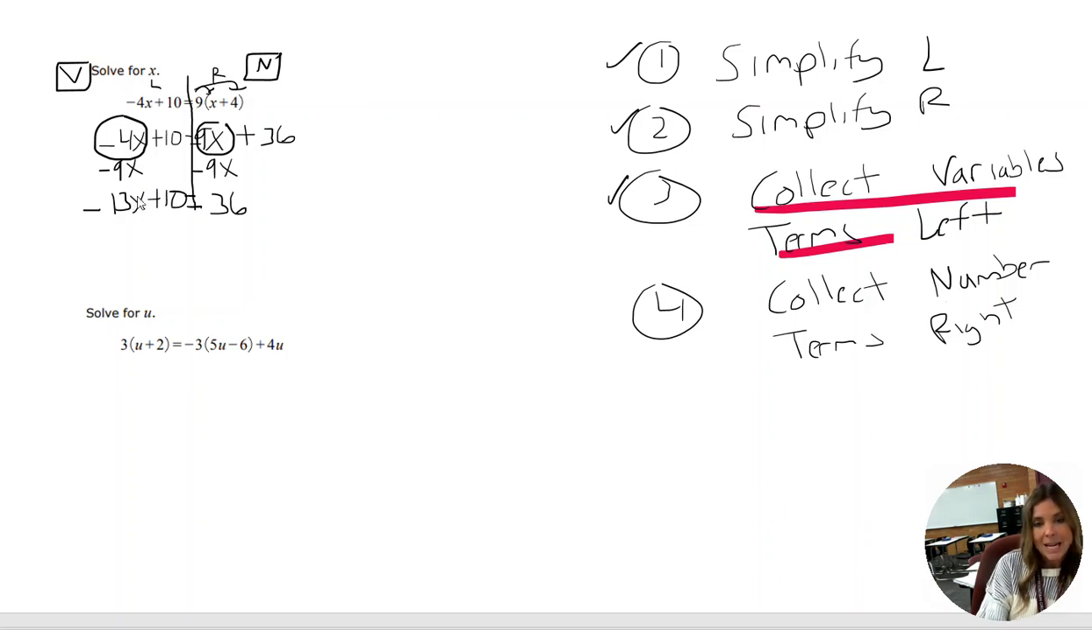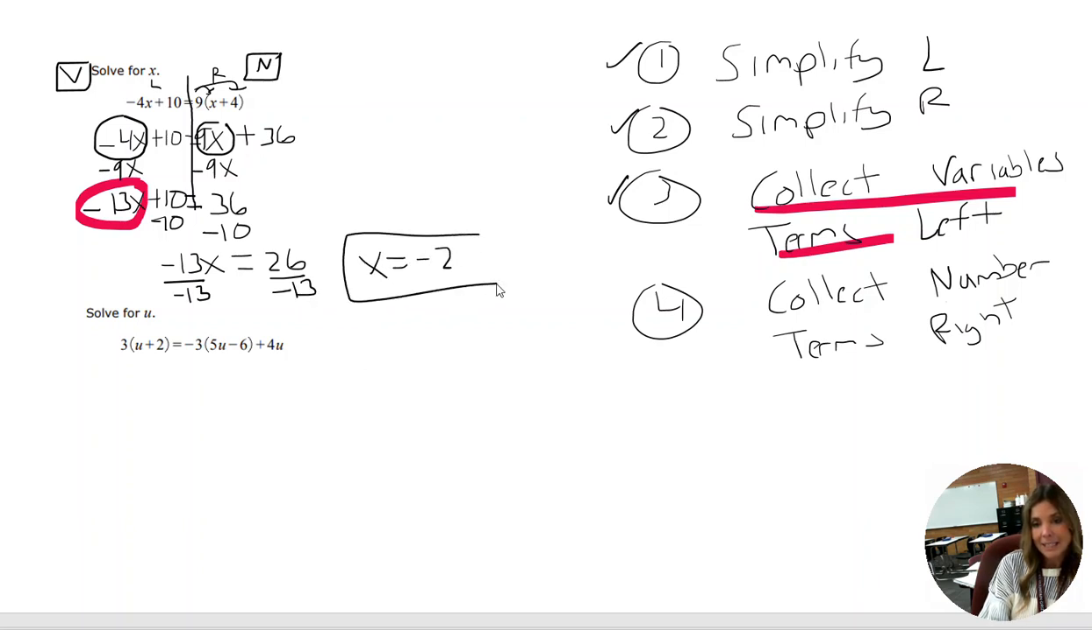Okay, next step is I want only this variable term on the left side. I need to get rid of the number. I need to get rid of the 10. I want my numbers on the right side, so I'm going to minus 10 from the left side, minus 10 from the right side. Negative 13 times x equals 26. And then to get the x alone, I'm going to get rid of the multiplication of negative 13 by dividing by negative 13 on both sides. X equals negative 2 is our solution.